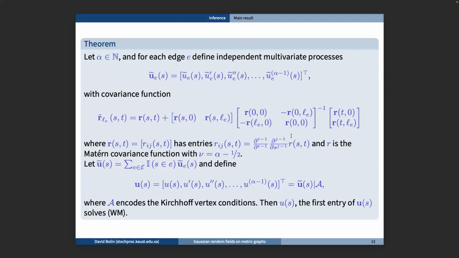Right, so this looks very involved, but in fact, it is very easy to implement in the sense that the advantage is that you know the covariance function of this process on every edge. So because of that, you can actually easily now compute likelihoods, because if you know the covariance of a Gaussian process, you can compute the solution.